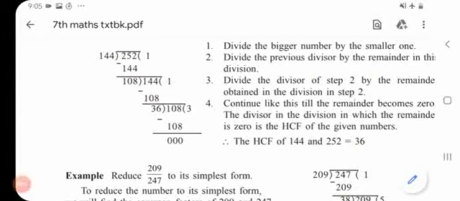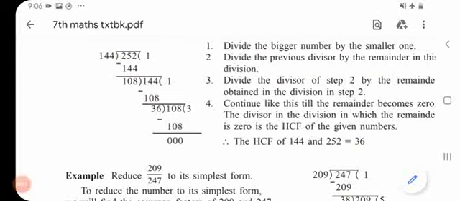Now the third step will be to divide the divisor of step 2 by the remainder obtained in the division in step 2. Continue like this till the remainder becomes 0. The divisor in the division in which the remainder is 0 is the HCF of the given numbers. Therefore the HCF of 144 and 252 is 36.